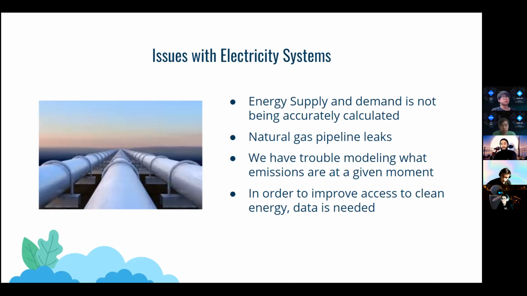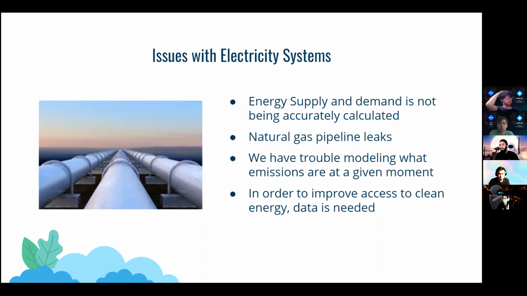So here's some issues with electricity systems, just to get you brainstorming. Energy supply and demand right now is not being accurately calculated. This is important because if we're able to forecast how much energy different electricity systems need, or how much people need the electricity in a certain area, it'll make our energy processes much more efficient, and it'll decrease the amount of waste that we're producing. There are also natural gas pipeline leaks. These are important because obviously natural gas pipeline leaks get into the air and they're completely unnecessary because it was just an accident. So we need a way to detect those.